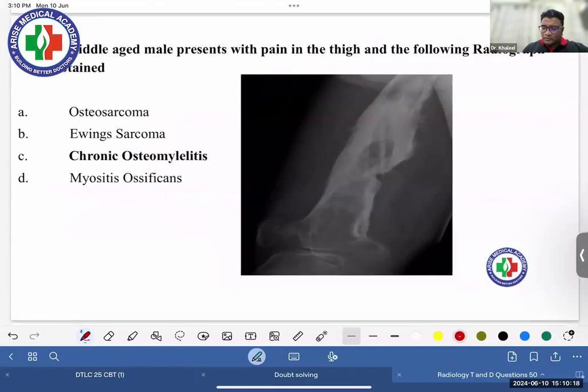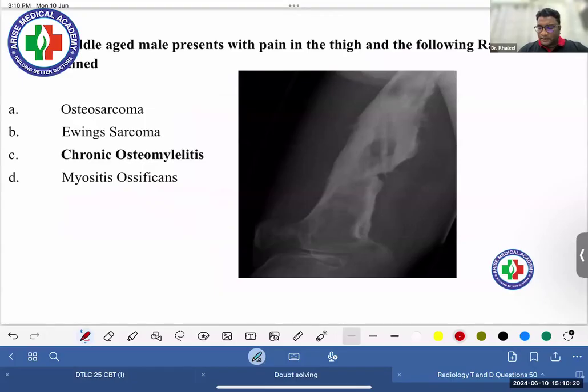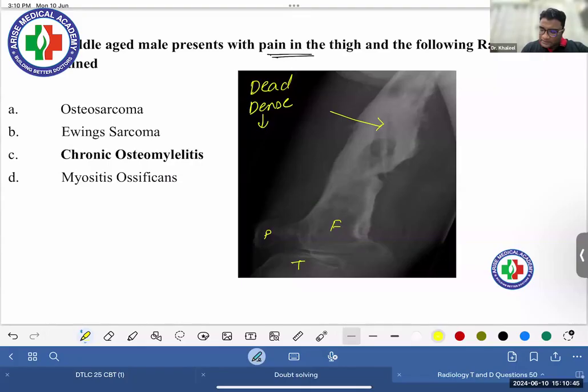Next. What did you answer this? A middle-aged male presents with pain in the thigh and the following radiograph is obtained. When you look at the radiograph, you can see this is the patella, this is the femur, this is the tibia. Within the femur, you can see a dense area in the center, this dead dense zone. This is called a sequestrum.